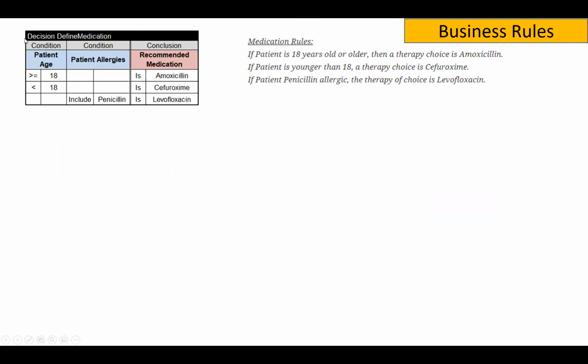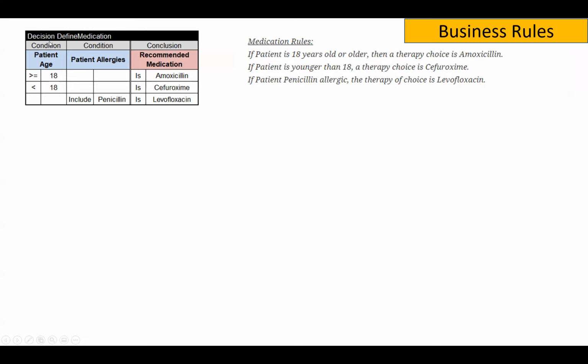This is an example of the first decision table, how it's implemented for medication rules, the same as I just told you about. They are represented in an Excel table. And you can see in the top left corner, we always use a keyword. In this case, the keyword is Decision. The name of this table is DefineMedication. And this table consists of two conditions and one conclusion.